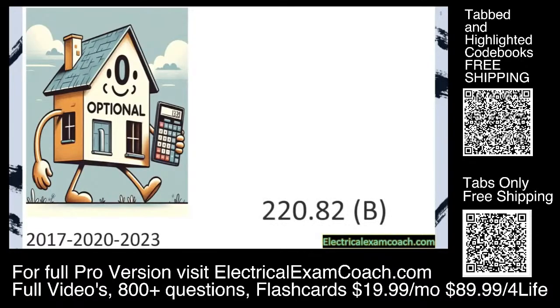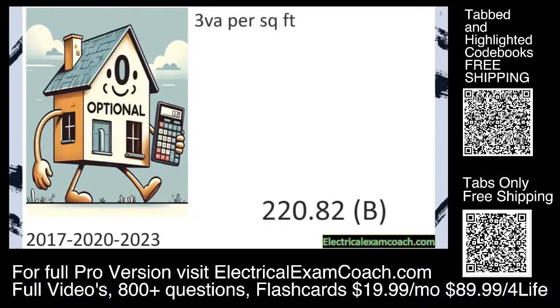We're going to find all these rules laid out in 220.82. Specifically, we're going to be focusing on Part B. It's very simple. It took me about 6 videos to teach you how to do the standard method. It's only going to take me 1 to teach you the optional method.